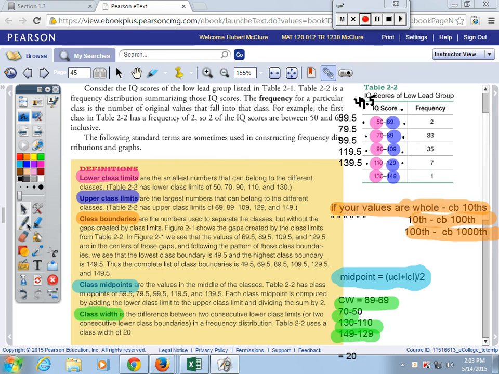I'm going to draw a line right here. The class width will help us with the class midpoints. And it'll help us with what else? Class boundaries. Yeah. So don't do the class boundary and the class midpoints by doing all the math for each little class. Just do the first one and then you can just add the class width to everything. Save you a whole lot of time.